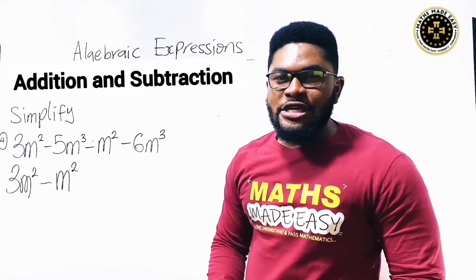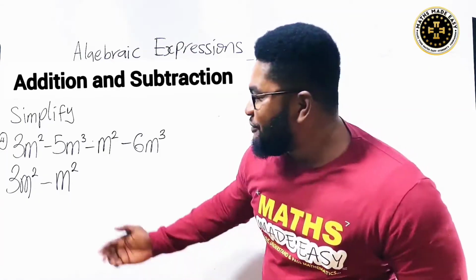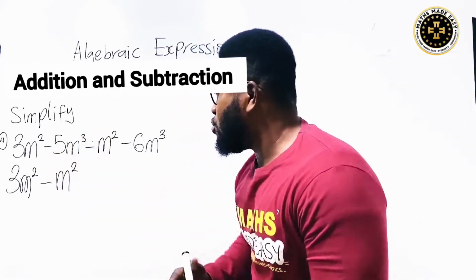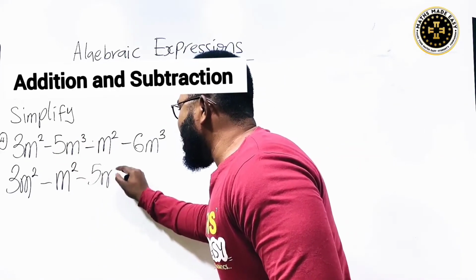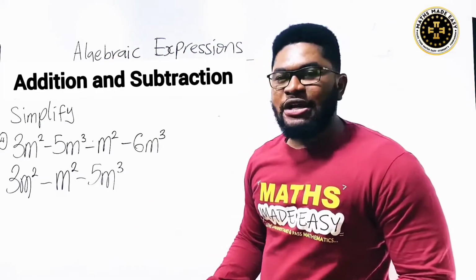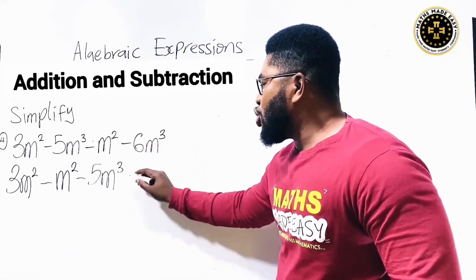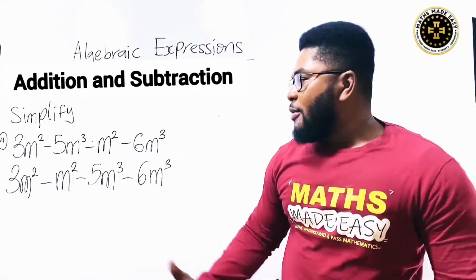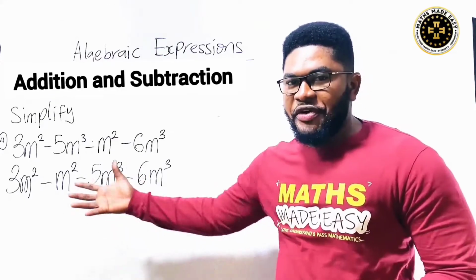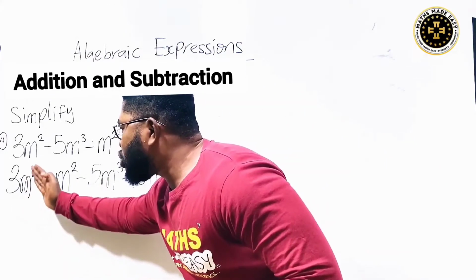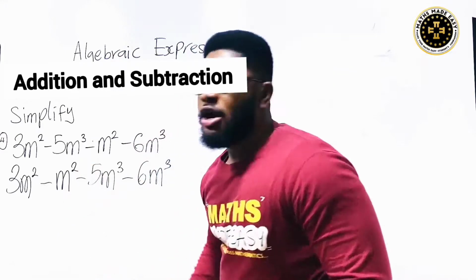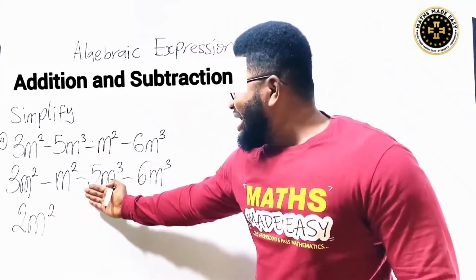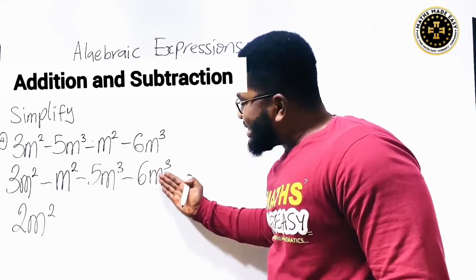So we will now continue with the m cubed. The first one will be minus 5m cubed. Then the next one will be minus 6m cubed. Now, checking from our arrangement, we can now simplify the various like terms. So 3m squared minus m squared will now give us 2m squared. Now we have minus 5m cubed minus 6m cubed.